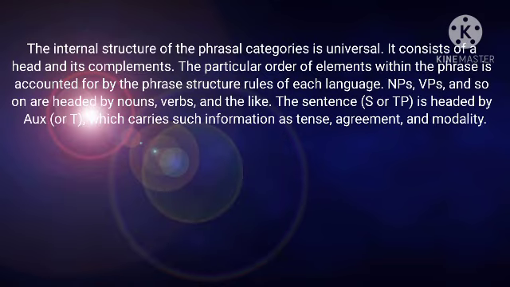So the internal structure of the phrasal categories is universal. It consists of a head and its complements. The particular order of elements within the phrase is accounted for by the phrase structure rules of each language. Phrases like noun phrase, verb phrase, and so on are headed by nouns, verbs, and so on, and the sentence, S or TP, is headed by auxiliary or T, which carries such information as tense, agreement, or modality.